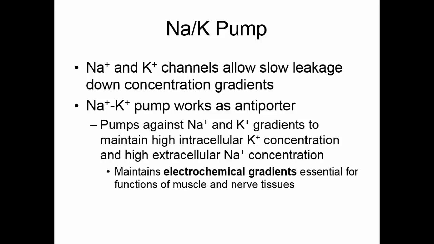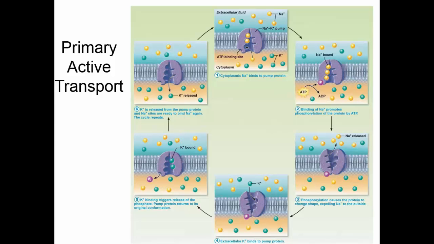This helps maintain what's called the electrochemical gradients that's essential for the functions of both muscle and nerve tissues. It also allows for cells to maintain fluid volume. As we keep these ions balanced, it keeps water balanced. Water is going to follow these ions. The sodium-potassium pump is an example of primary active transport, and it's also an antiporter.